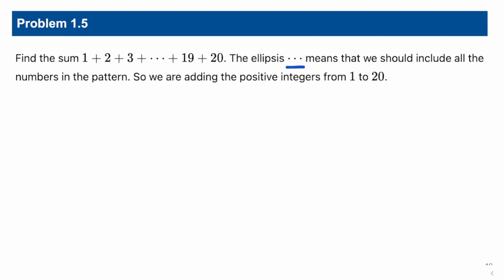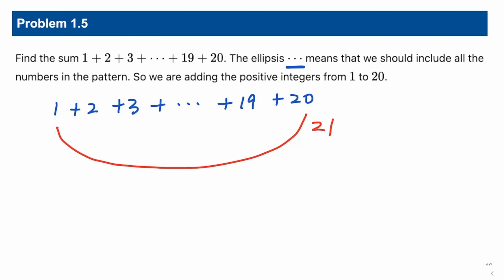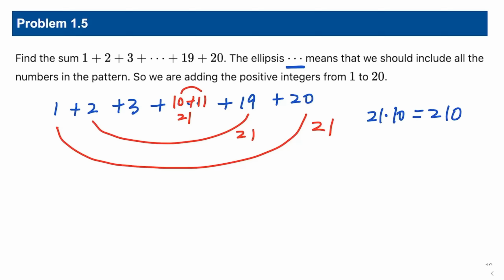Now let's see what would be an easy way to find the sum. 1 plus 2 plus 3 plus and so on, plus 19 plus 20. We have 20 numbers. If we add 1 and 20, we get 21. If we add 2 and 19, we get 21. If we add 10 and 11, we also get 21. So we have 10 pairs. 21 times 10 is 210. This is one way to find the answer. Now, let me tell you a different way.